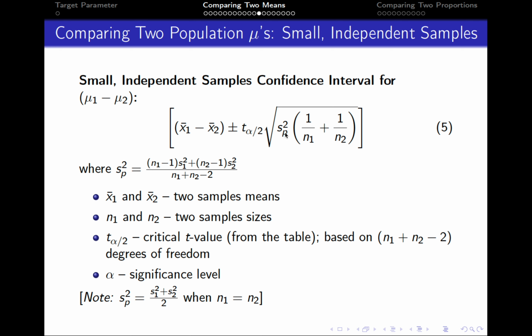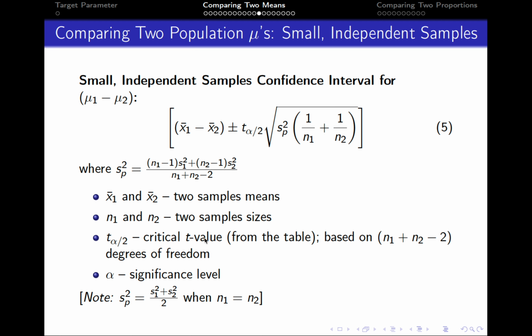And to get the value of sp squared, we will use this formula. So in the numerator, we have n1 minus 1, so sample size 1 minus 1, multiplied by the variance of the first sample, plus n2 minus 1, so sample size 2 minus 1, multiplied by the variance of the second sample, and in the denominator we've got n1 sample size 1 plus n2 sample size 2 minus 2. As always, alpha represents the significance level of 1, 5, or 10%.